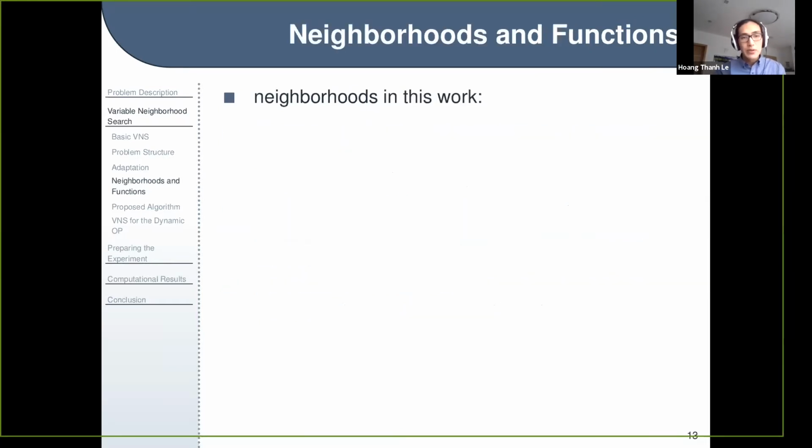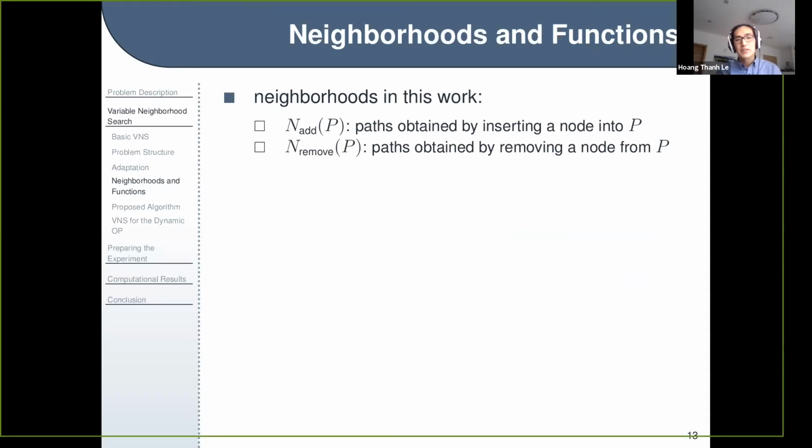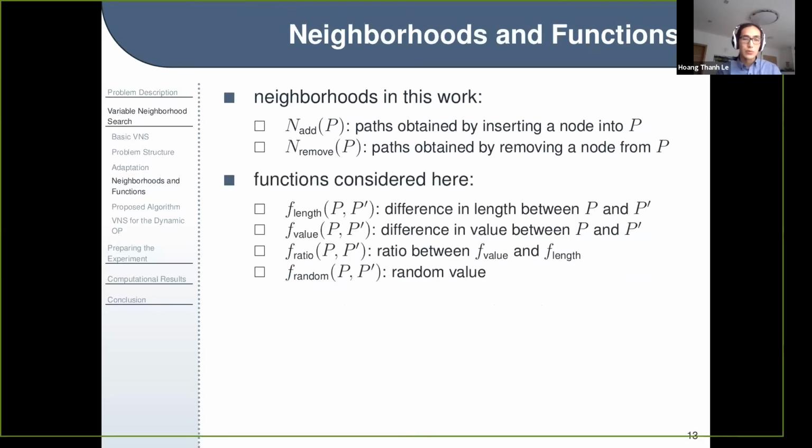Now, as for the neighborhoods, we considered the following ones. For the orienteering problem, a solution is a path through nodes. So we considered the add neighborhood, which is the set of paths obtained by inserting a node into the path, and a remove neighborhood, the set of paths obtained by removing a node. As for the functions, we used for this work: the difference in length between two solutions, the difference in value, the ratio between the two aforementioned functions, as well as a random value.